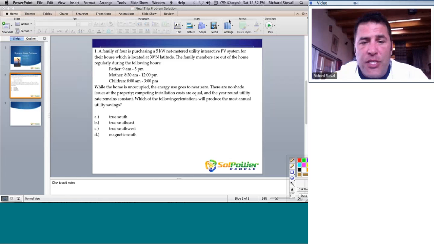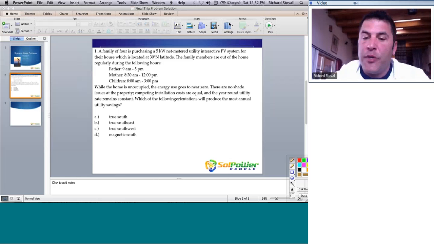So the answer to the question is true south, because there's no compelling reason to try to optimize the production during specific times of day, because there's no indication that the utility price changes during the day or at a particular time of year. So all you need to know is that true south, as a rule of thumb, is the optimal orientation to produce the maximum number of kilowatt hours over the course of the day, over the course of the year.